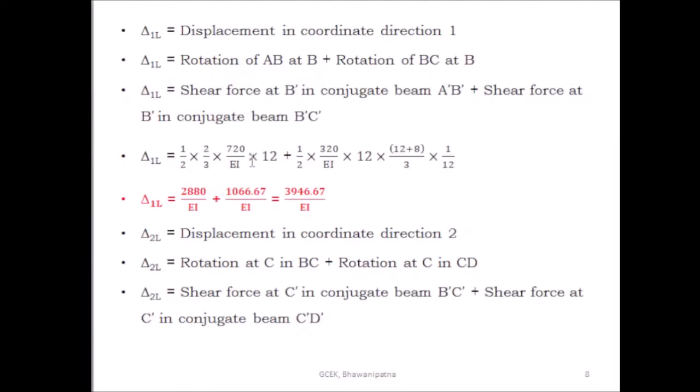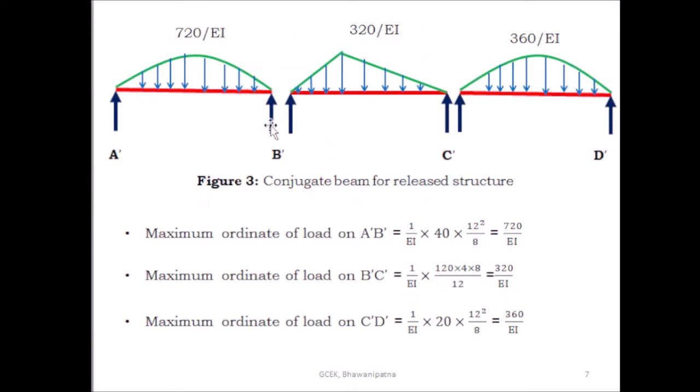So RA dash, this is the reaction. Here you see the displacement in coordinate direction 1 is equal to delta 1L, the rotation of AB at B plus rotation of BC at B. So this delta 1L is equal to shear force at B dash in conjugate beam A dash B dash and shear force at B dash in conjugate beam B dash C dash. So you have to find out what is the shear force at B dash in conjugate beam A dash B dash, and what is the shear force at B dash in conjugate beam B dash C dash. You have to find out what is the reaction, already I have explained. So you have to find out what is the reaction from this beam and what is the reaction from this beam.